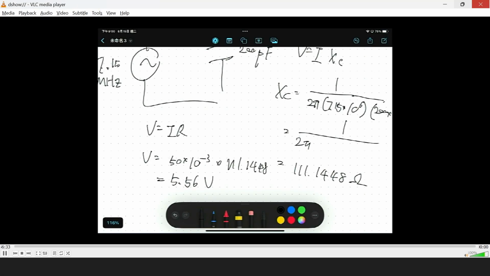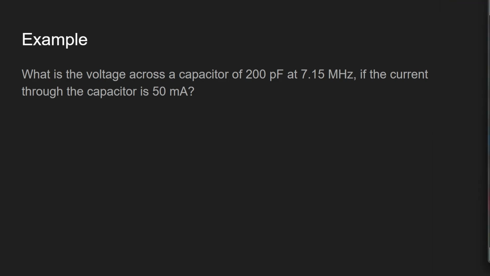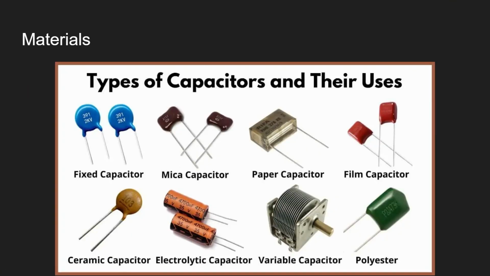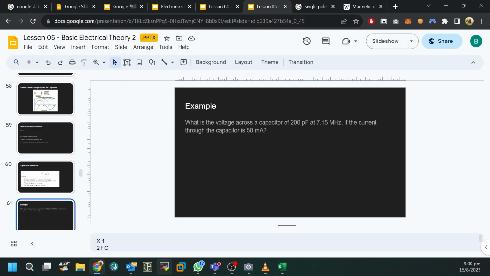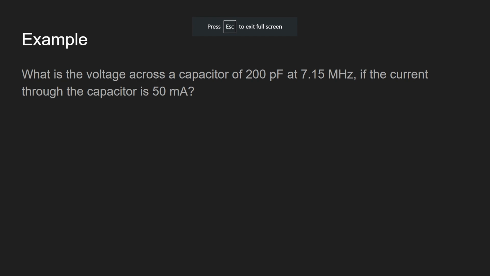Am I correct? Really, I didn't prepare for the calculation. Yes, 5.6 V. They got round-up errors, so that's why there is a little difference between my answer and the correct answer. Yeah. So you know how to calculate this one, capacitor.